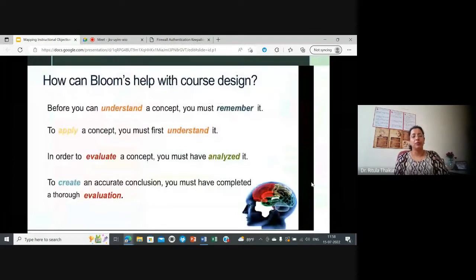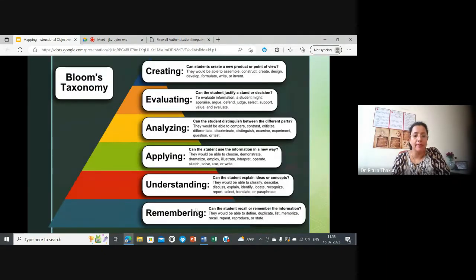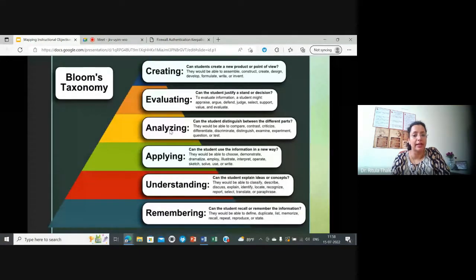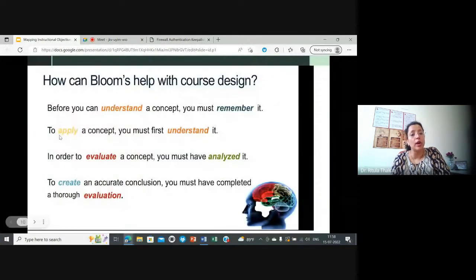Okay, so now the question is, how can Bloom's taxonomy help with the course design or writing the learning objectives? In fact, these will also help us in defining the test items. If you see this, remembering, understanding: before you can understand a concept, you must remember it. Then after this, applying and analyzing. In order to apply a concept, you must first understand it. So the ladder is like this.